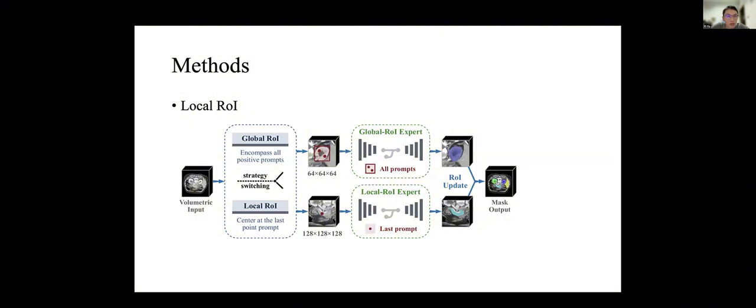As you may have noticed, our global ROI only works when we have enough prompts. For example, if you only have one point prompt, then it's impossible to calculate the global ROI. So we also incorporate a local ROI, which is the same as Vista3D, to deal with the cases that our global ROI cannot process. Our method is developed based on Vista3D, and we also make some modifications and fine-tune the model.